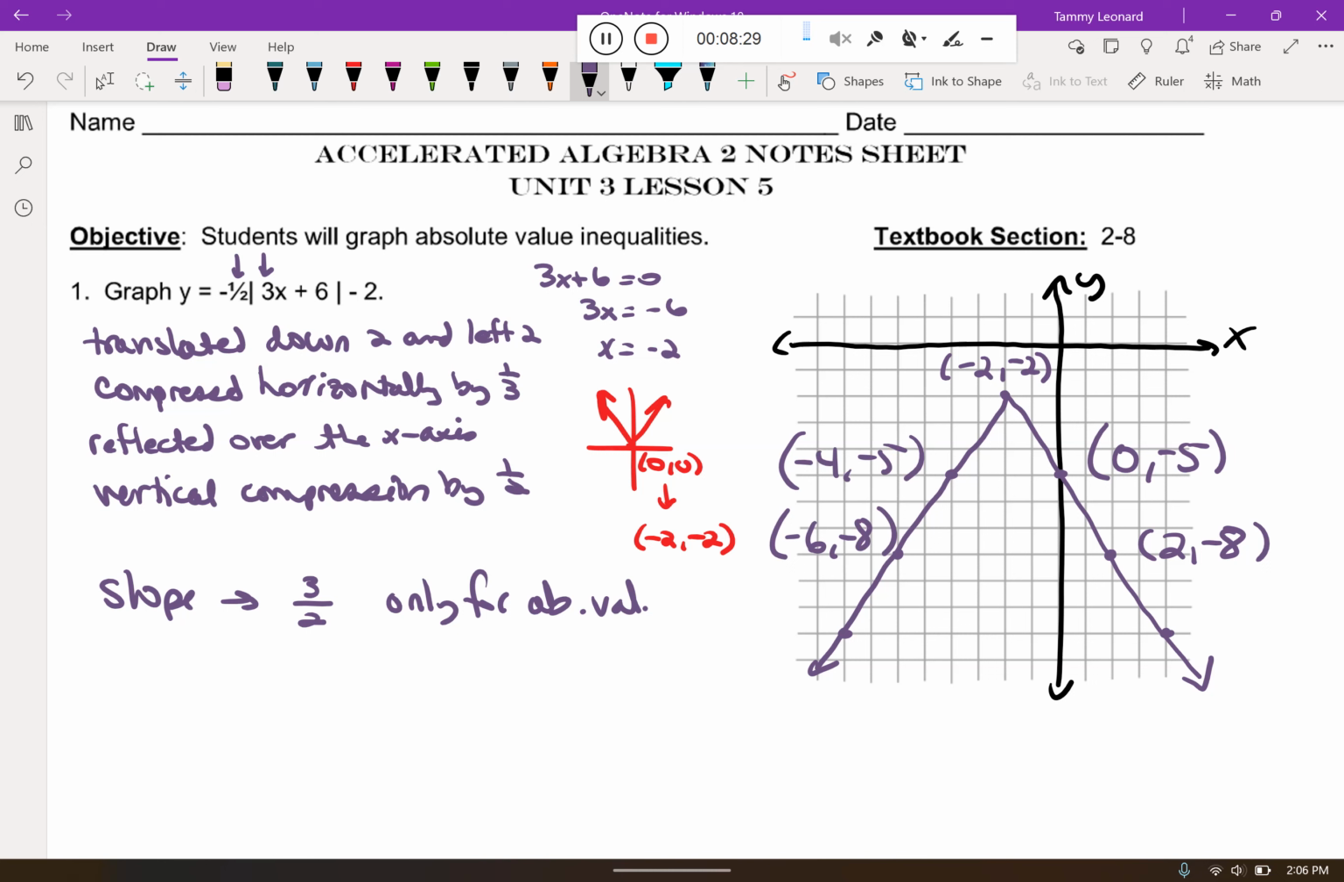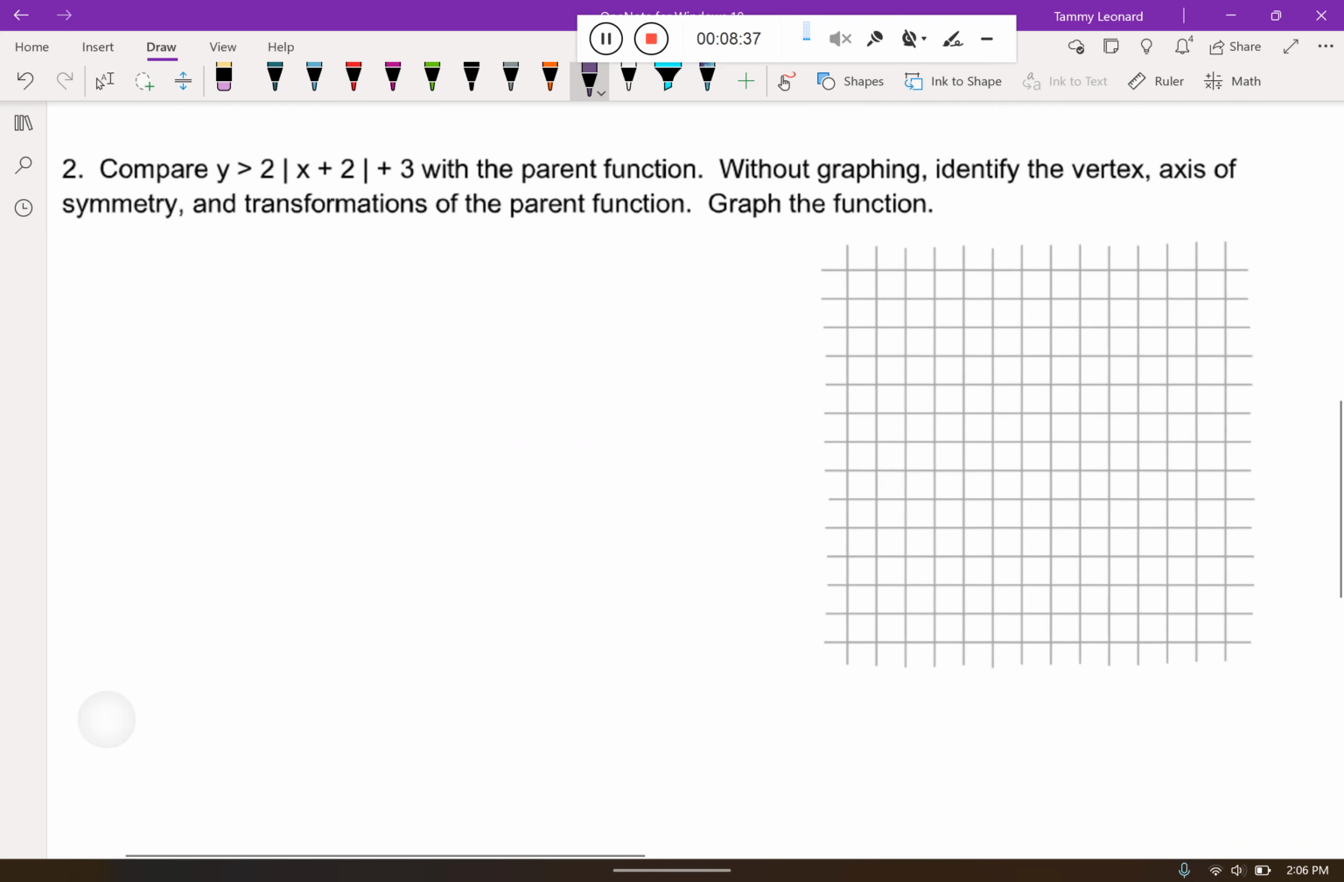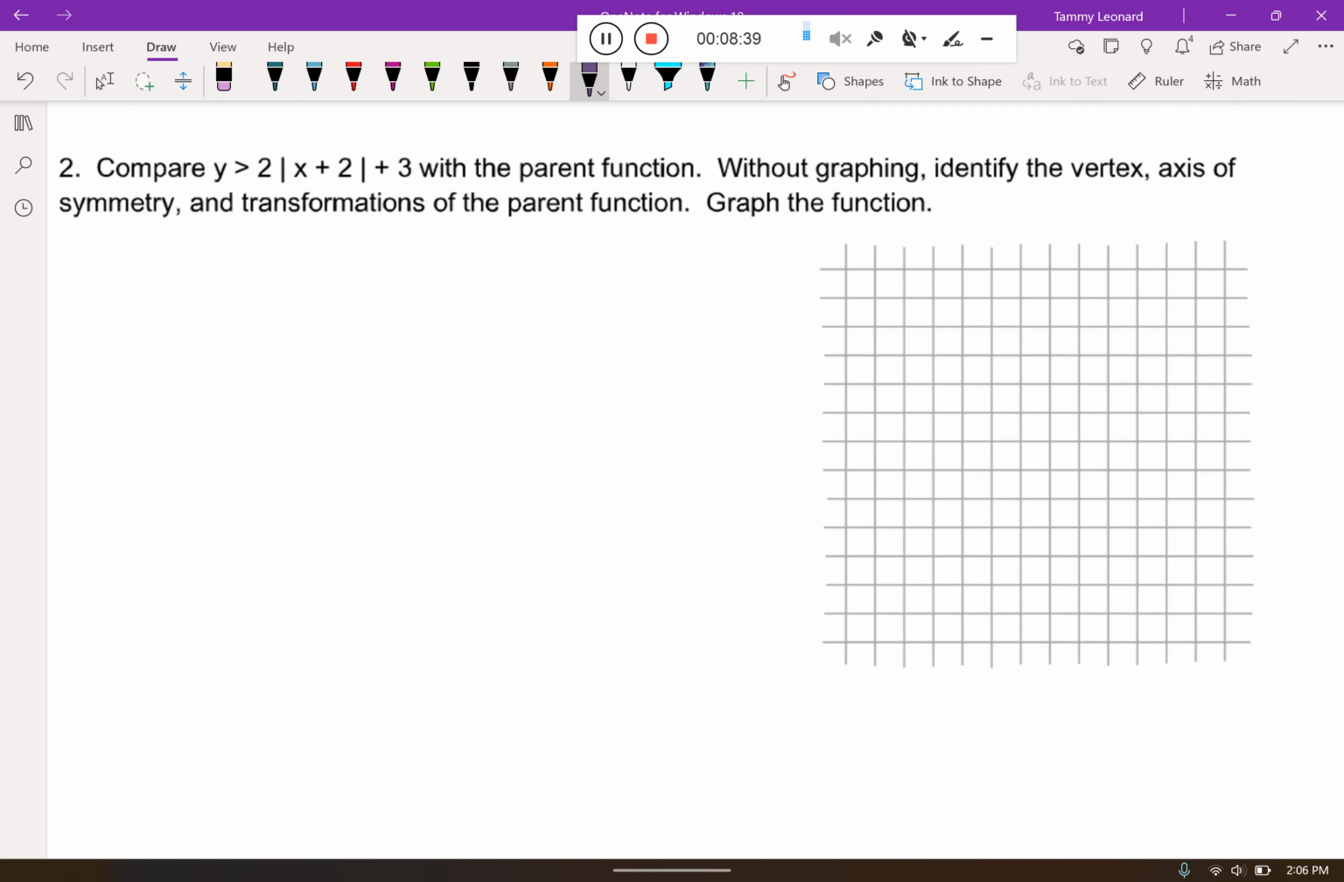Questions for me? We're good? All right. One last notes problem for today. What's different? There's an inequality. So inequalities require what beyond what we already did? Shading, right? Exactly. And we've done this before. Back in chapter 1, we had inequalities when we did linear programming. So you're going to bring back that information from unit 1 when we had our inequalities.